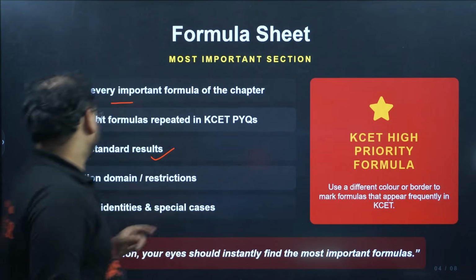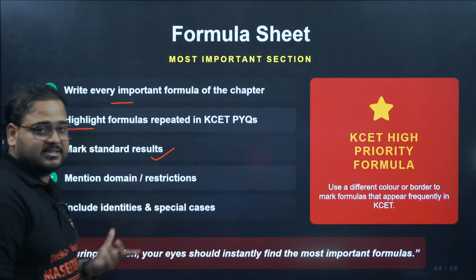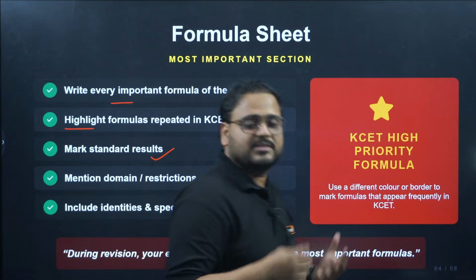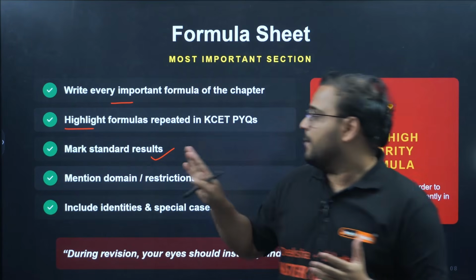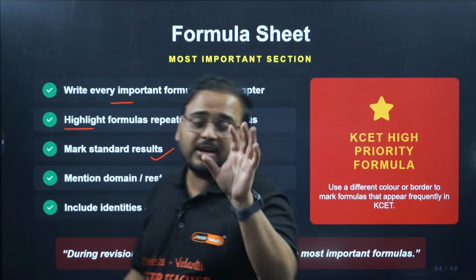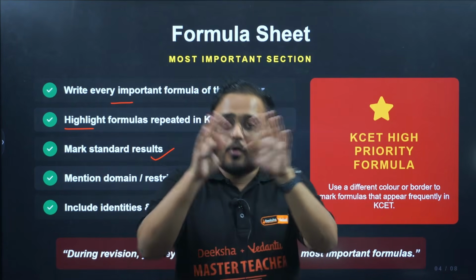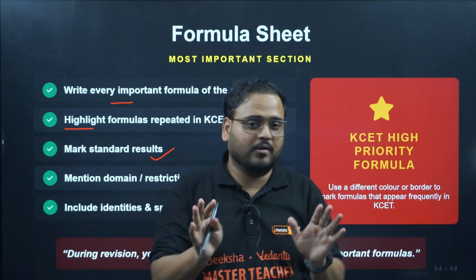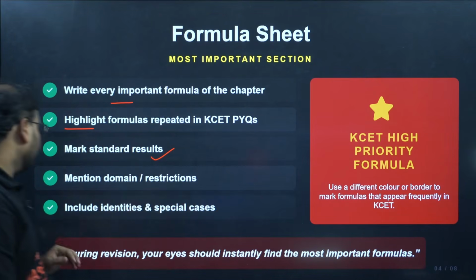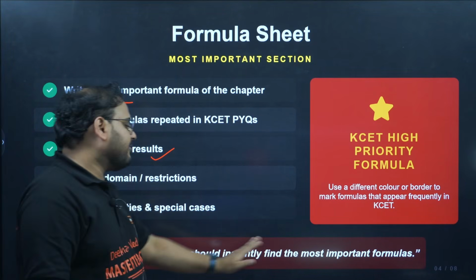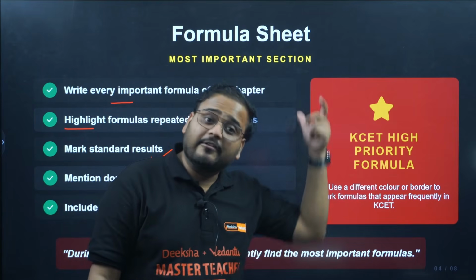Please mention that over there. Include identities and special cases. If you have some special cases, special identities, special formulas, mention that in the formula sheet. One page, one place where you get all your formula related problems solved, and make it your own. During revision your eyes should instantly find these most important formulas if you have done it by yourself.